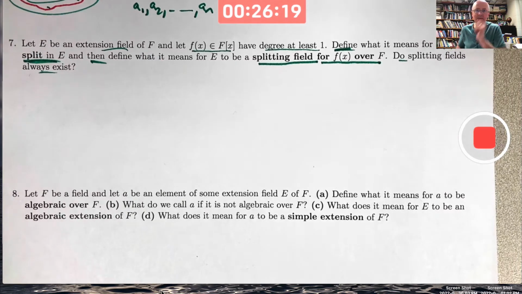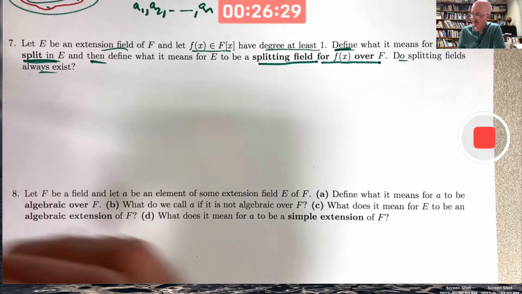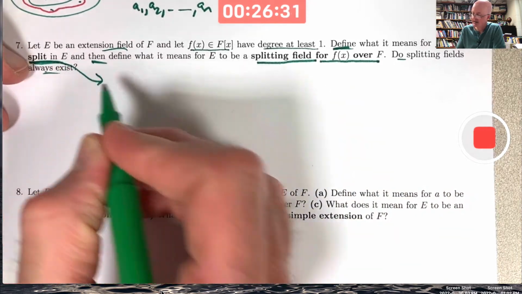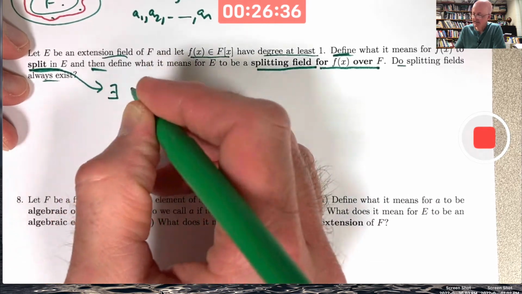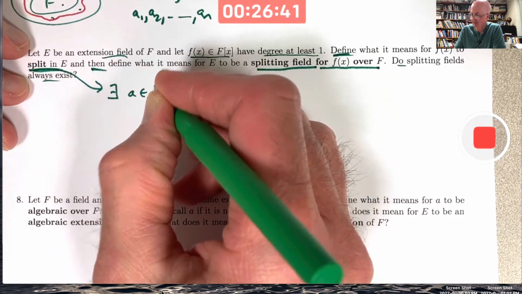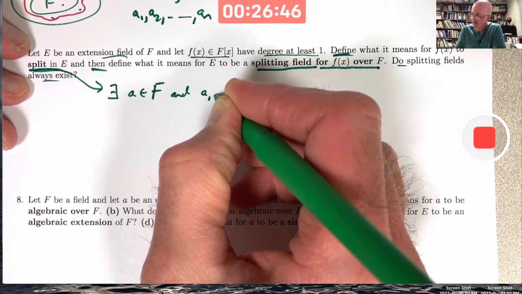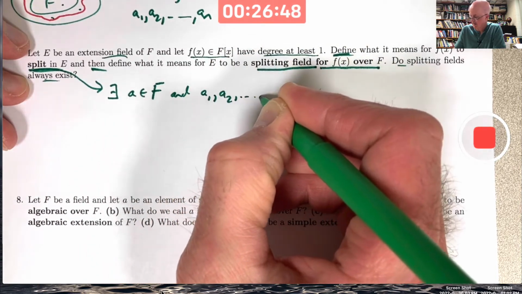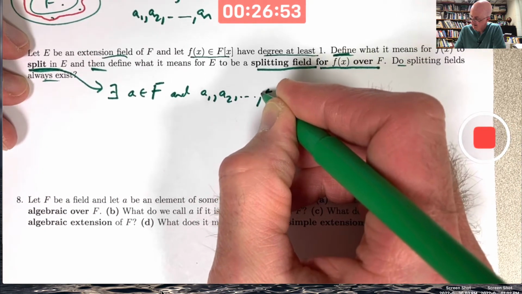This always kind of gave me nightmares, splitting fields. It's a pretty difficult concept, to me at least, when I was first learning it. It's less difficult now. What does it, first of all, mean for f of x to split in E? It means there exists, first of all, what you might call a leading coefficient, a, from the base field F, as well as some other quantities, symbols, from the extension field E. I meant to put an a in here.